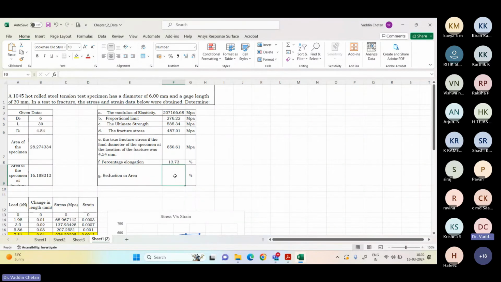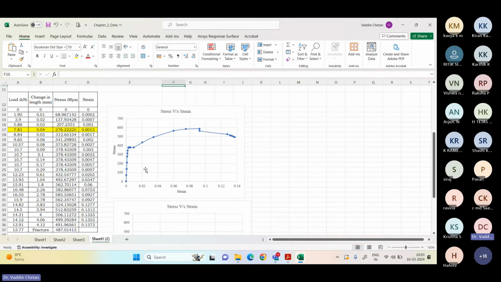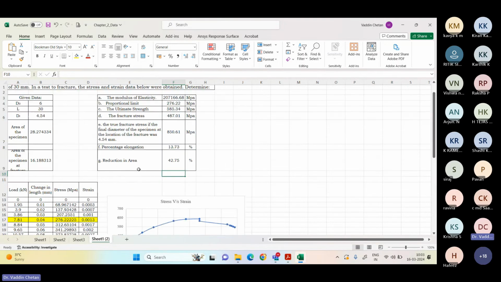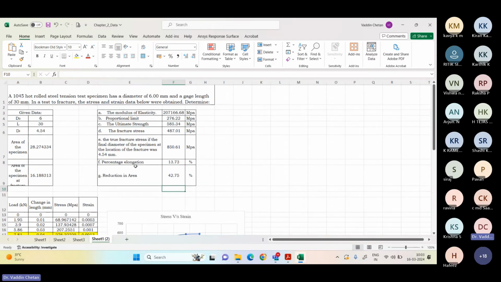Similarly, I need to calculate the reduction in area. So that is 28 minus this, divided by this, multiplied by 100, will give me my reduction in area. Right? I got the percentage elongation and also the percentage reduction. So this completes it. That's very simple, right? It's very simple, but there is a bit of a calculative part.